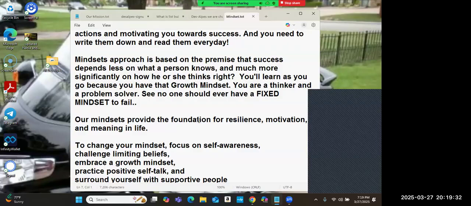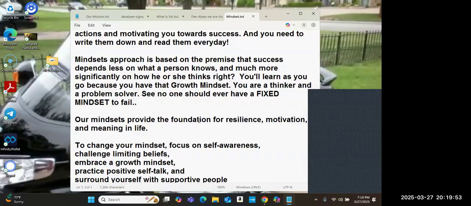Mindset's approach is based on the premise that success depends less on what a person knows and much more significantly on how he or she thinks, right? So you'll learn as you go because you have that growth mindset. You're a thinker and a problem solver.